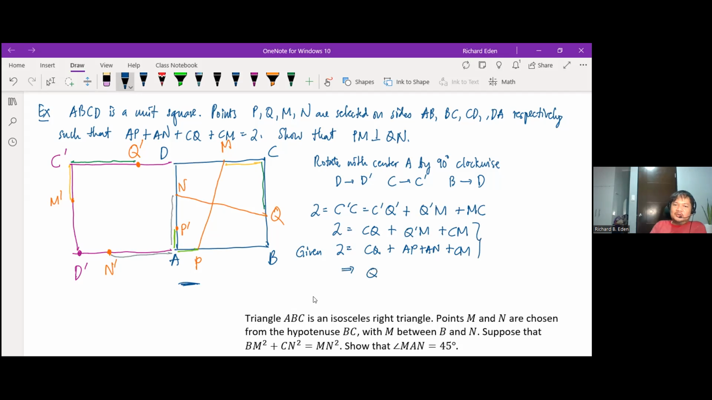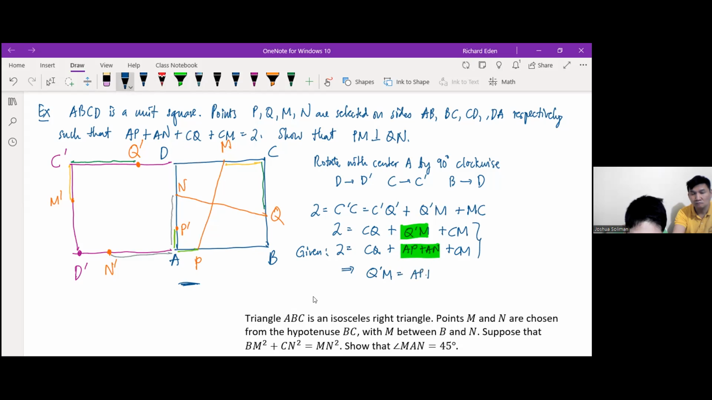It means that Q prime M is equal to AP plus AN. What is that? Q prime M, given pala yan. So Q prime M is equal to AP plus AN. What is AP? AP plus AN lang po talaga. But then AN is equal to N prime P.